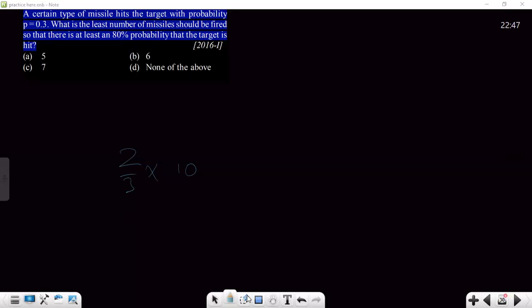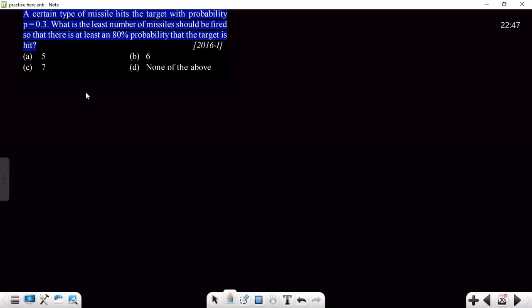Yes, Guru Sir. And the 2016 ND paper was the toughest. But we are going to solve it using a simple method.